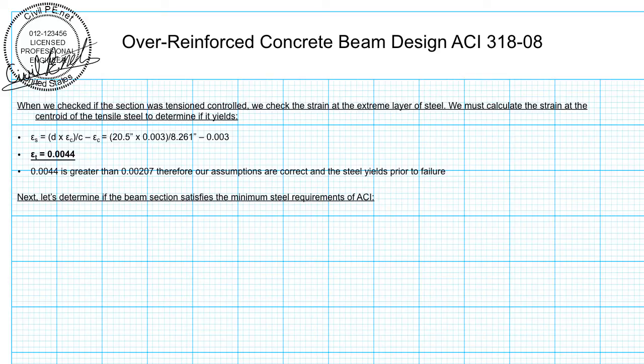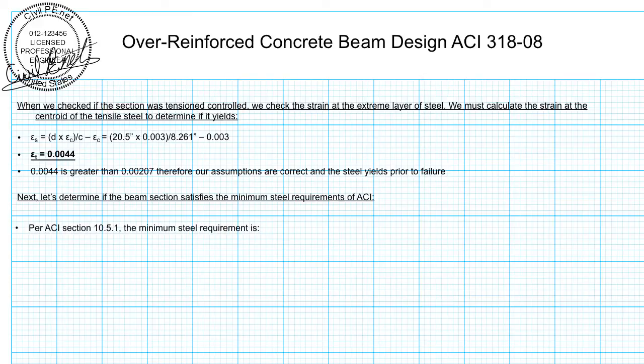So now let's determine if the beam section satisfies the minimum steel requirements of ACI. Now, if you went through the last example, you know that this beam section is going to satisfy our minimum steel requirements, but I want to do it one more time just to get that into the memorized portion of your brain, into your long-term memory.